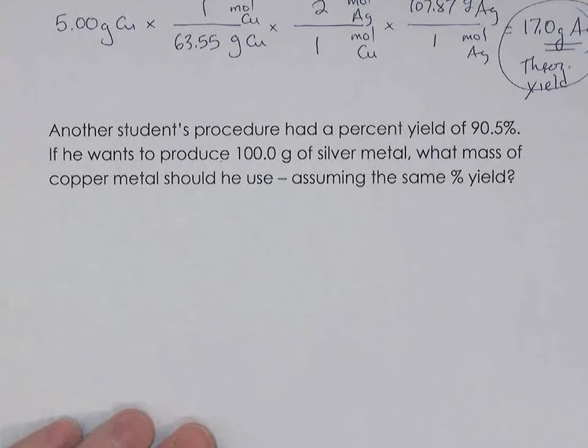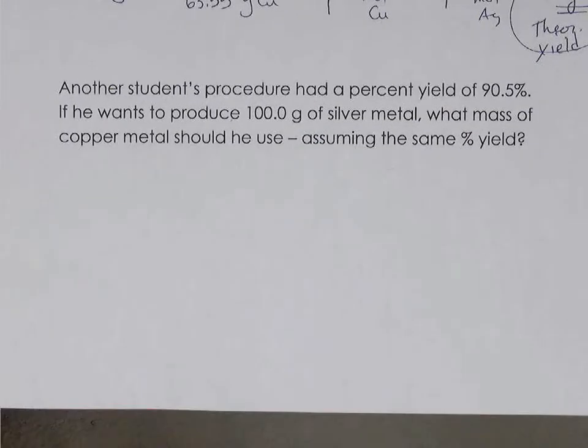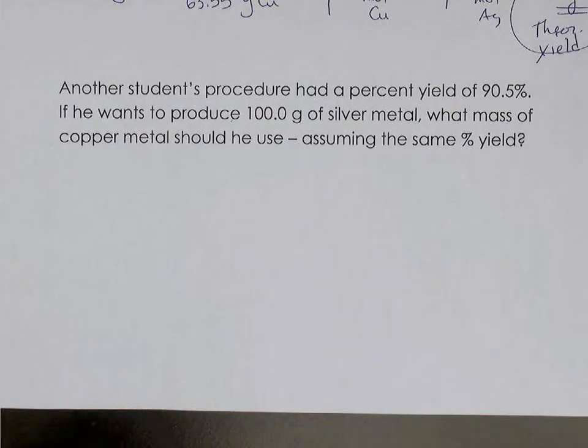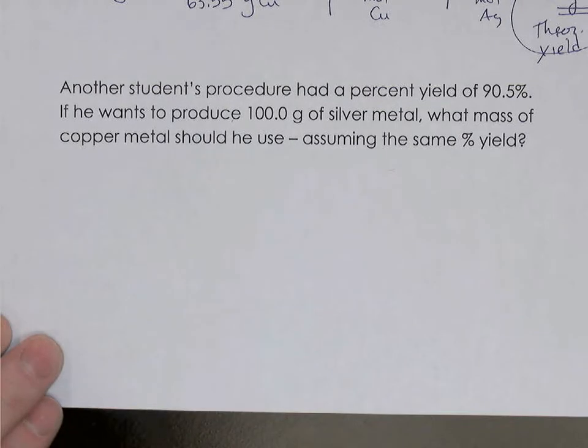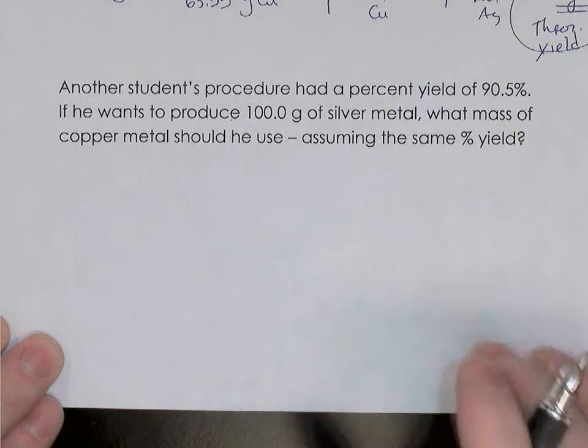Alright, so a little bit of a harder problem now. Another student's procedure had a percent yield of 90.5%, so a little bit lower than the student above. He wants to produce 100 grams of silver metal, so what mass of copper should he use, assuming he's going to get the same 90.5% yield? So pause the video and try that yourself. It's similar to the one I did earlier.